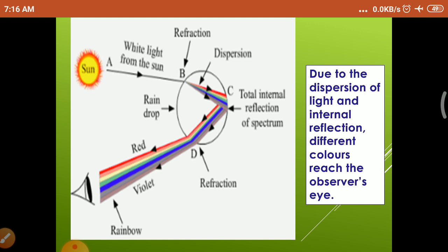So this is the formation of a rainbow in the sky. I hope you understood. When you are drawing the diagram, you have to mention refraction, dispersion, total internal reflection and refraction.